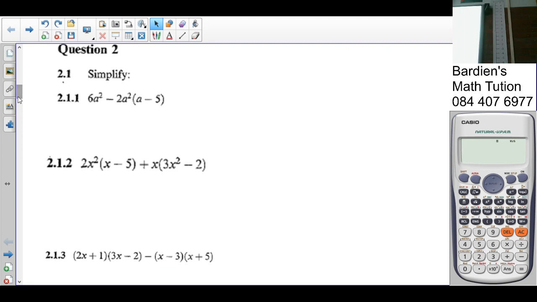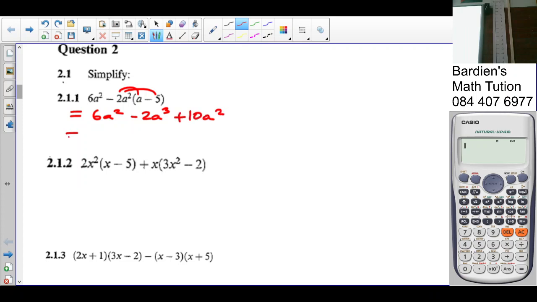Right, question 2. Simplify. So what must we do here? Get rid of the brackets, multiplying. So that's going to give you 6a squared. What's negative 2a squared times a? Negative 2a cubed. What's negative 2a times negative 5? Positive 10. So what do we do now? So 6a squared plus 10a squared, 16a squared minus 2a cubed, or negative 2a cubed plus 16a squared.